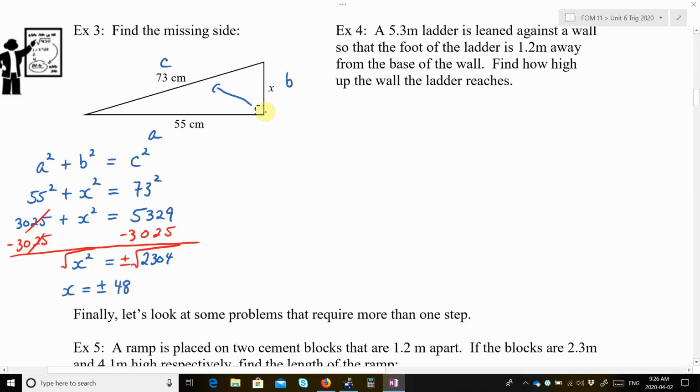And we look and we ask, what is x? It's the length of a side, so I'm going to reject the negative answer. The negative works mathematically in the original equation, but it doesn't make sense for the real problem. And so we would just say x is equal to 48 centimeters. And that is finding a missing side.